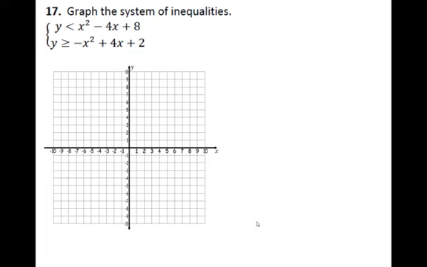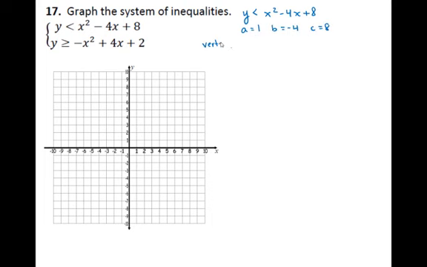Number 17, graph the system of inequalities. There are two quadratics, so I'm going to draw two parabolas and shade in different locations. I'm going to use blue for the first parabola. I need a vertex. So for the blue parabola, y is less than x squared minus 4x plus 8, my a value is 1, b is negative 4, c is 8.